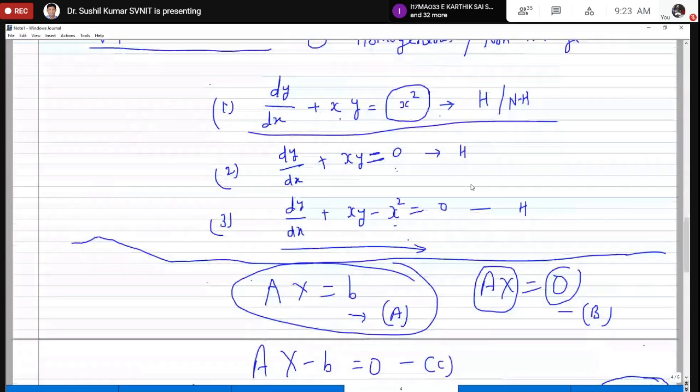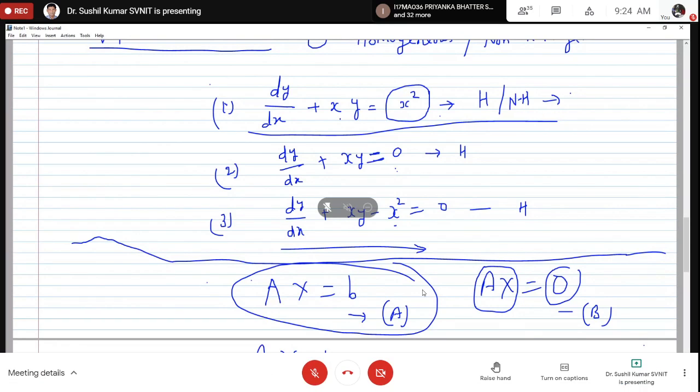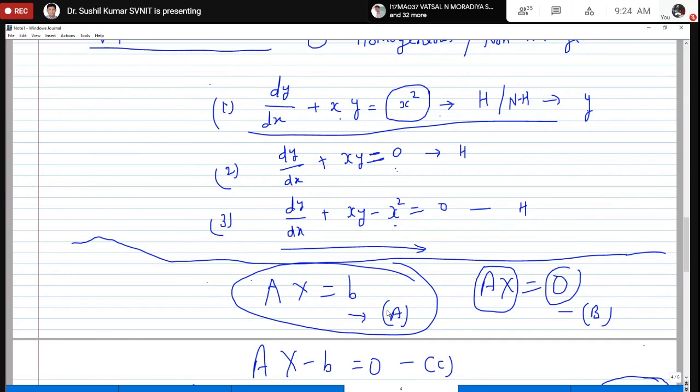In a differential equation, what is unknown here? The dependent variable is unknown, the independent variable is known. So the unknown is your y. If y is unknown, then dy over dx is also unknown, d2y over dx square is also unknown. So the dependent variable and its derivatives are unknown.